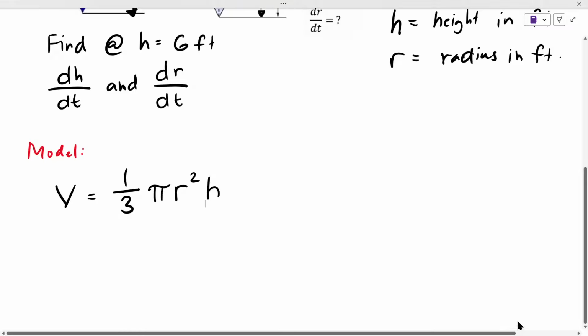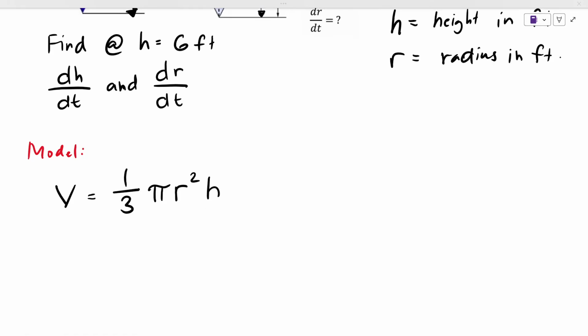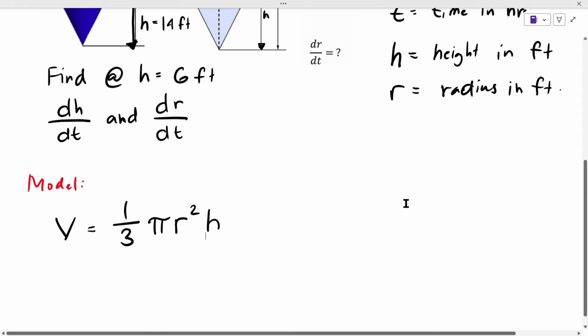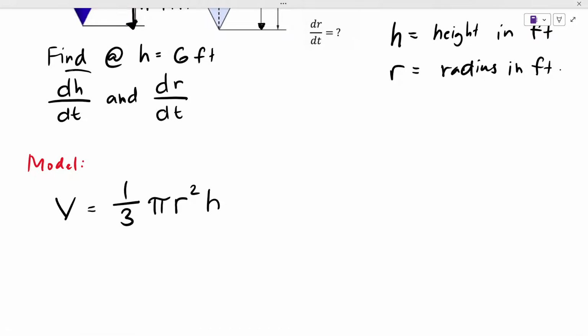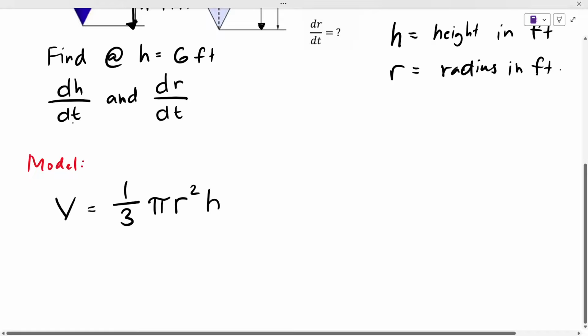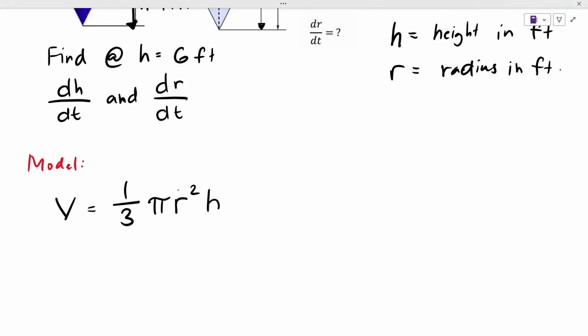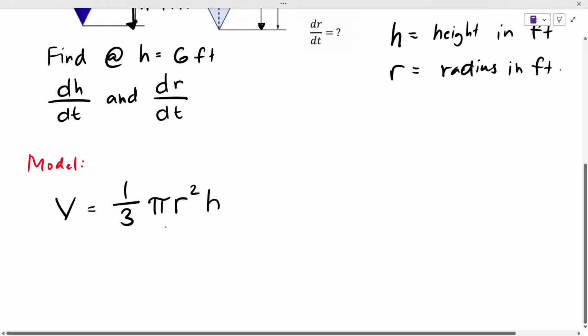We need to express our equation in terms of h. Let's find first dh over dt. So in our volume formula, we must replace this r by h, since we want to find the change of h over time.